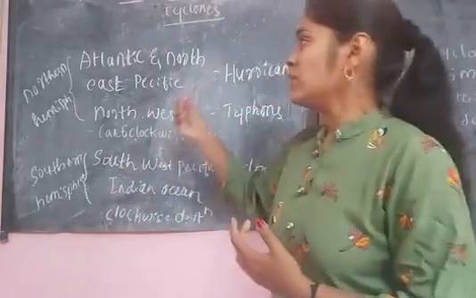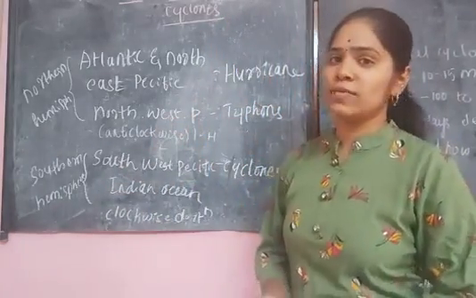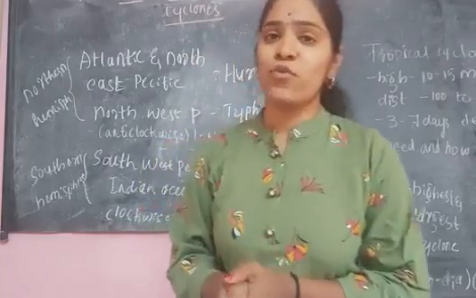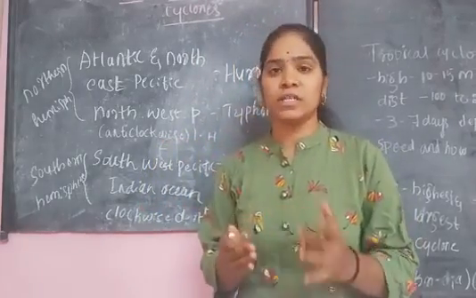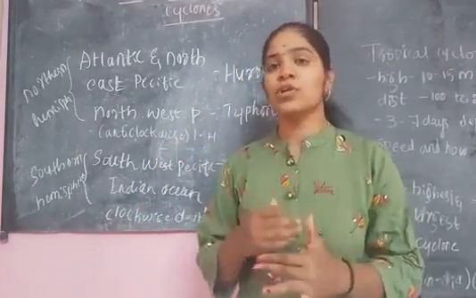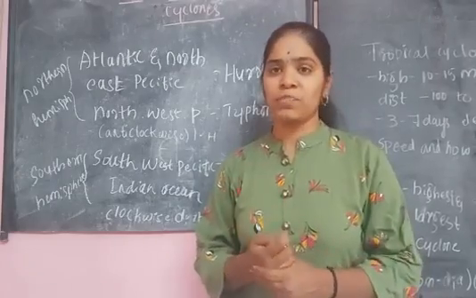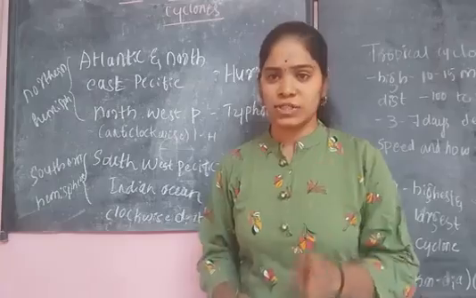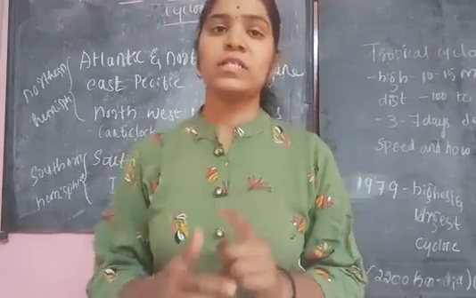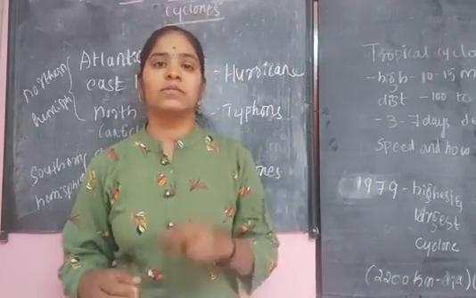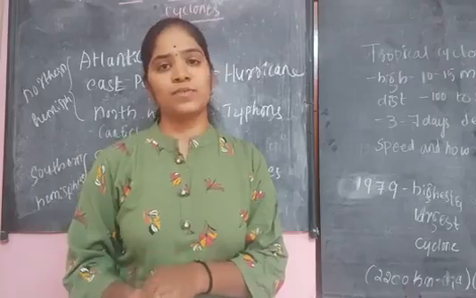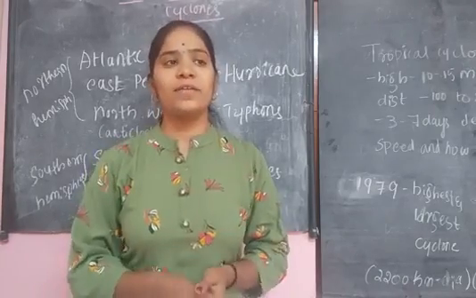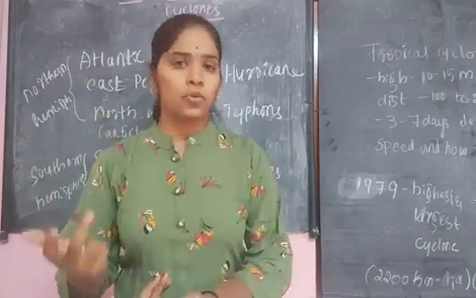In today's class we are going to learn how cyclones are produced, how they are formed, and how many stages there are. Cyclones are mainly of three stages. The first one is tropical cyclones, then severe cyclones, and the next one is super cyclones. These are divided with respect to particular locations.